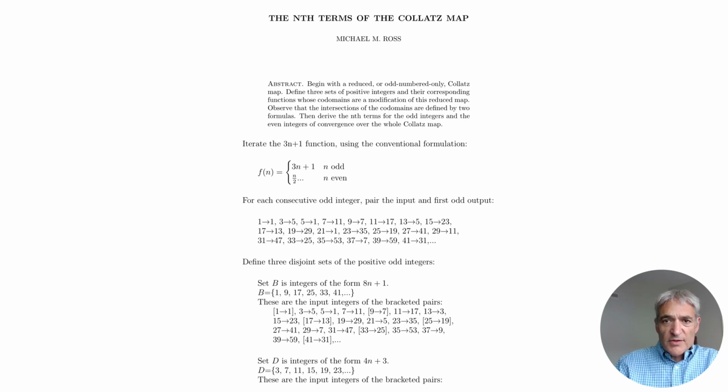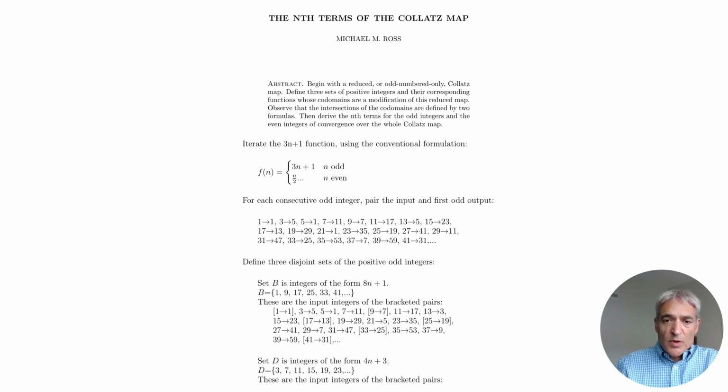The Nth Terms of the Collatz Map, Michael M. Ross. Abstract. Begin with a reduced or odd-numbered only Collatz map. Define 3 sets of positive integers and their corresponding functions, whose codomains are a modification of this reduced map. Observe that the intersection of the codomains are defined by 2 formulas. Then derive the nth terms for the odd integers and the even integers of convergence over the whole Collatz map.